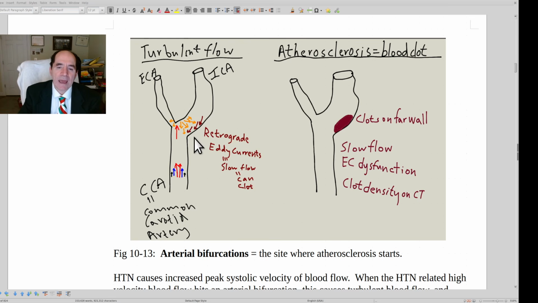And what happens is if the pressure is excessively high, like a very high blood pressure, very high systolic pressure, it bounces off to this area more forcefully, and so you get more turbulent flow. You get more retrograde flow. Retrograde flow is also called eddy currents.